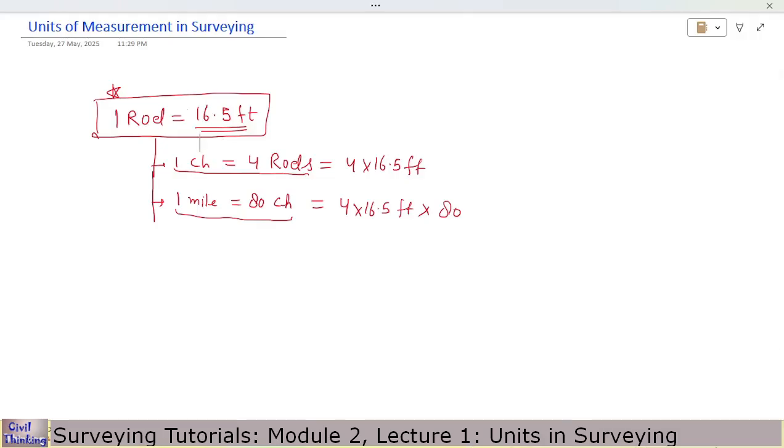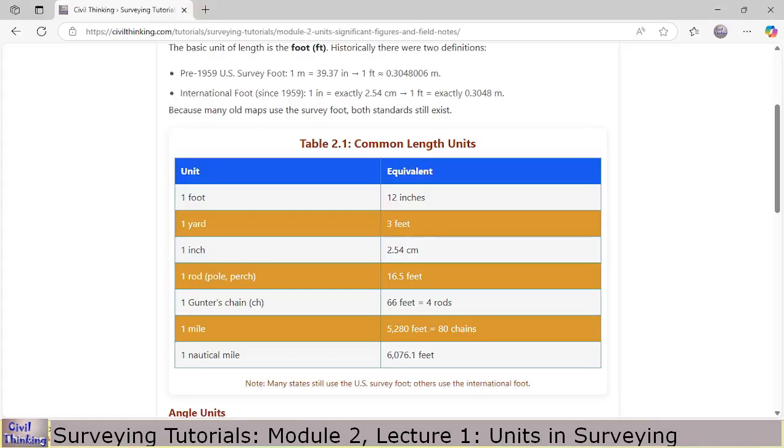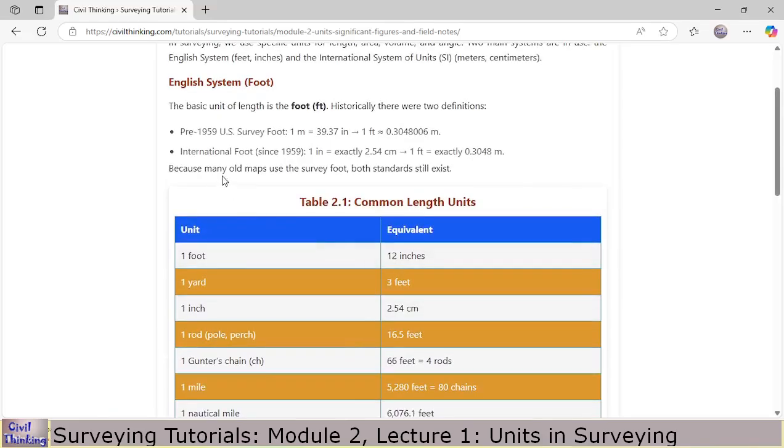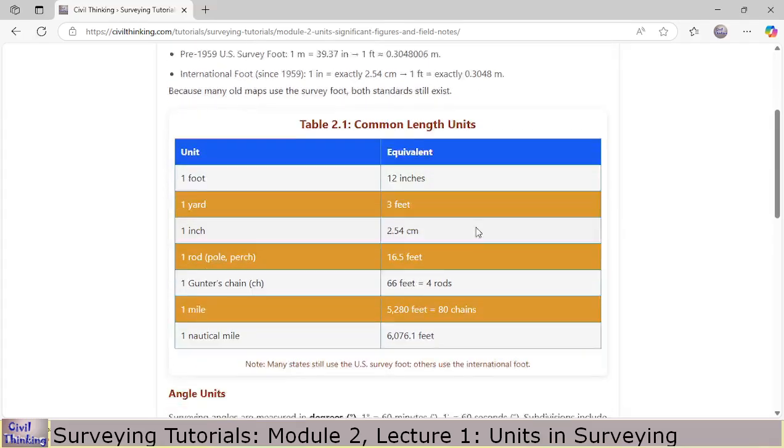Now let us move on. Now here is a note. Many states still use the US survey foot, others use the international foot. I have told you earlier that before 1959 we call it the US survey foot, without round off. And the international foot is the rounded off one, after 1959: 1 foot is 0.3048 meters. So it is rounded off and we call it the international foot.